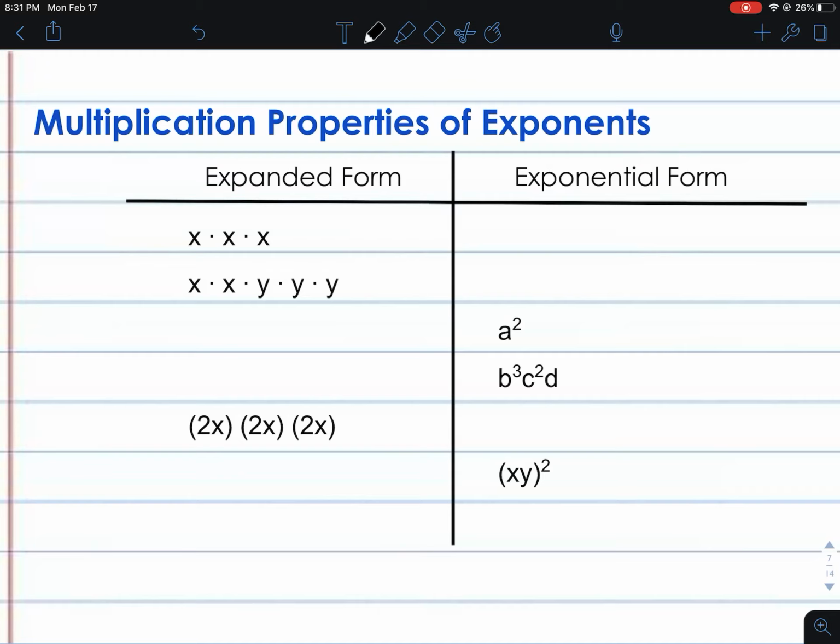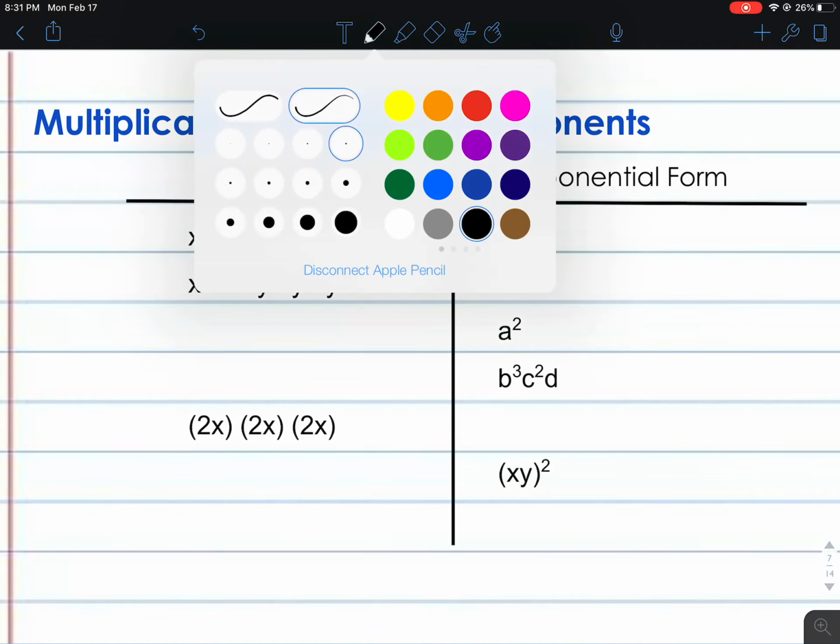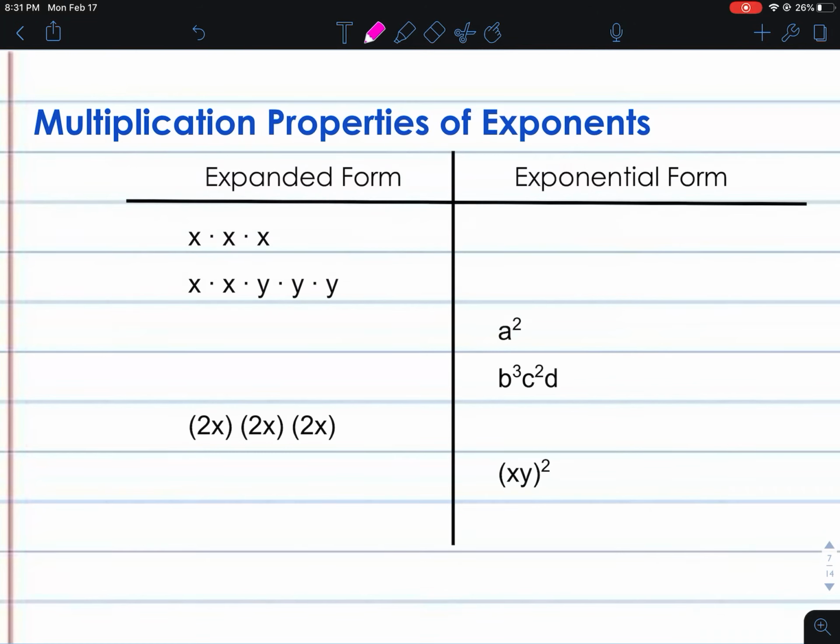If at any time I talk fast, you can pause it and get your notes copied in, or watch it first and copy second, or vice versa. Feel free to do that. There are 2 different ways that we look at exponents generally. You have expanded form, which is on the left side column, and then you have exponential form, which means writing using exponents. We'll start basic. Expanded form would be x times x times x. Exponential form would be x to the 3rd.